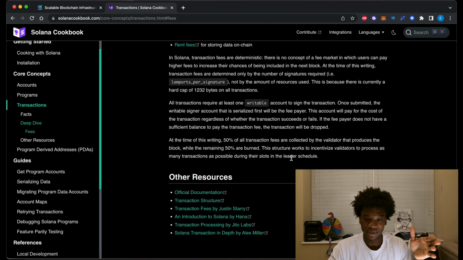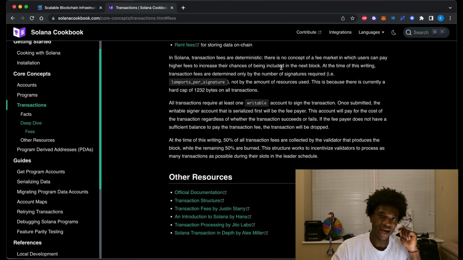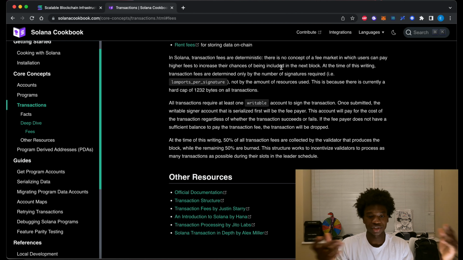Transaction fees are deterministic. There's no concept of a fee market in which users can pay higher fees to increase their chances of being included in the next block. Ethereum has this problem where they have gas wars. Like if you're willing to pay $1 million to get your block first, then you will get your block first because you can pay the higher gas fee. But in Solana, there is no highest bidder market. It's essentially just whoever comes up in the transaction is able to go.